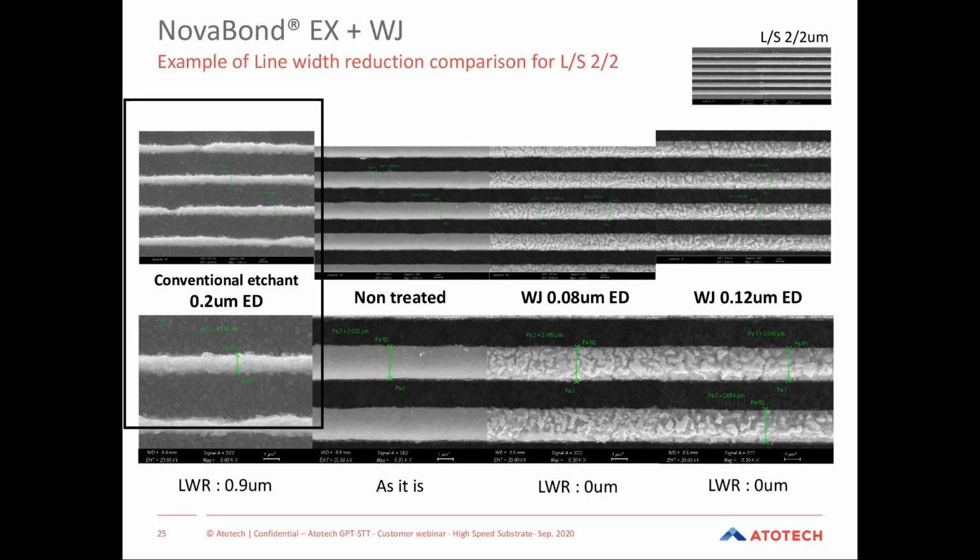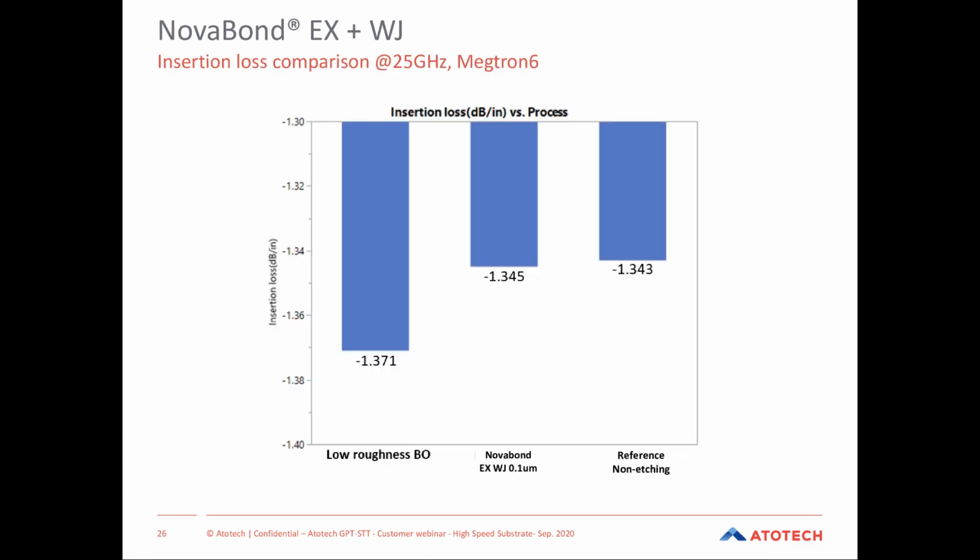So Nova 1EX plus WJ is only creating a very unique rough nanostructured surface on the copper surface, very suitable for future very fine line applications. And again, last but not least, for the high frequency application, high speed substrate, we are always concerned about the insertion loss. Here again, our customer measured, with Megtron 6 laminated on top, and the measured frequency is slightly higher than for our 1EX, which is 25 gigahertz here.